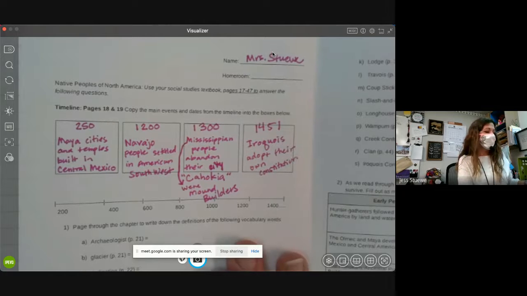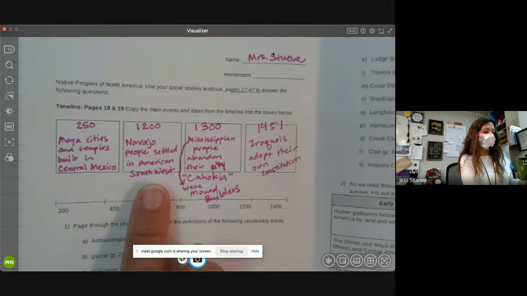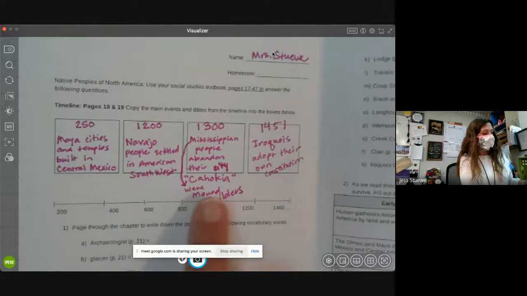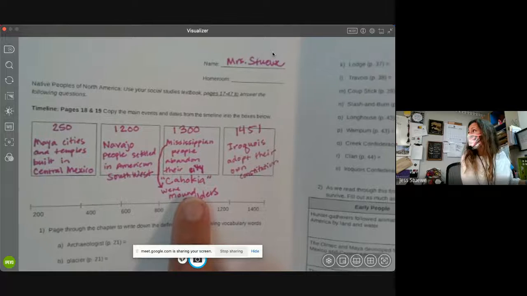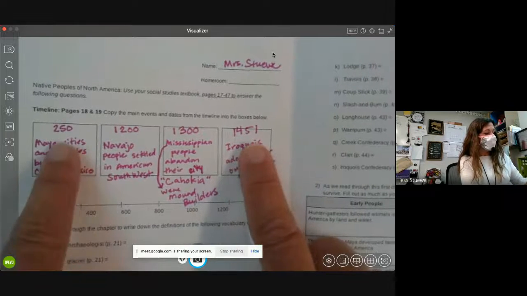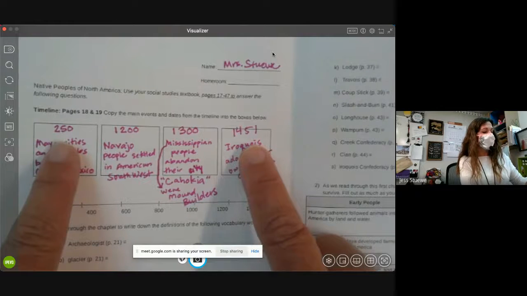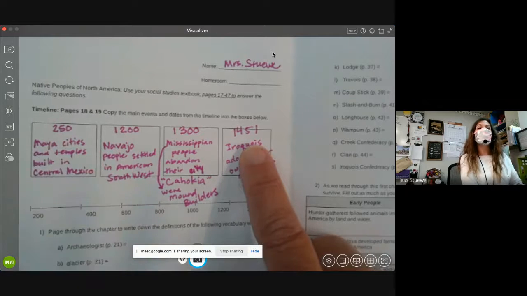Okay, so we have the year 250, the Maya and the Olmec, the 1200s, the Navajo people. We also had the Diné, I'm going to say it wrong, I'm sure, and Pueblo people, Mississippian people in the year 1300. And then the last one that we're going to write down is 1451. So we go from year 250 to 1451. So we span like 1200 years. We span a lot of history.